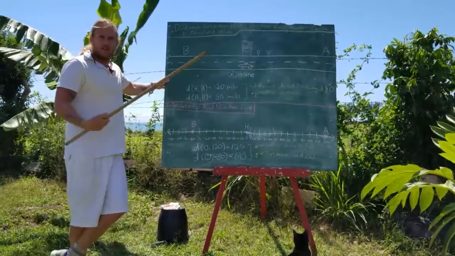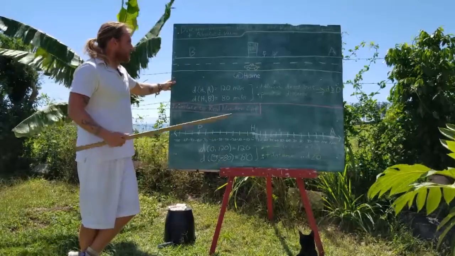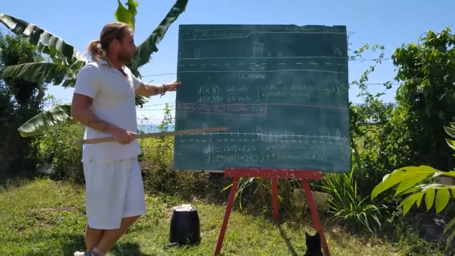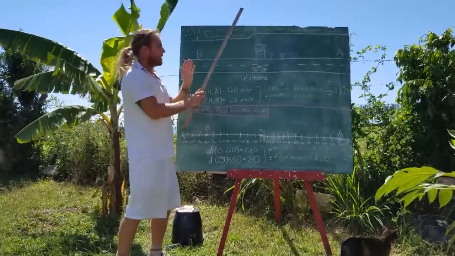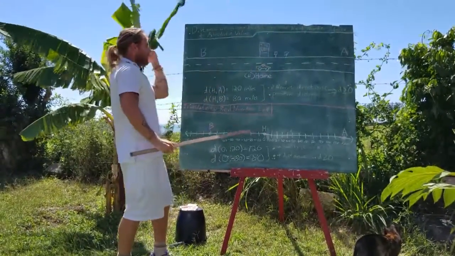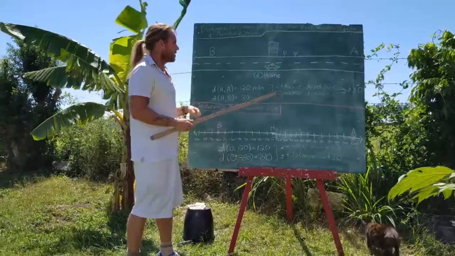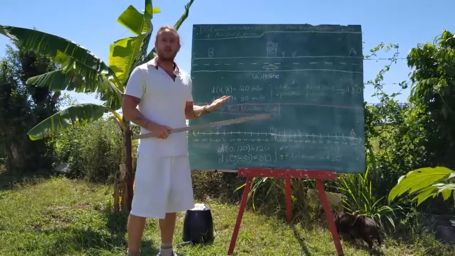So let's comment on the obvious here. Let's note a few things that we're very used to identifying. They're different directions. Town A is this direction, town B is this direction. Different directions, but distance is always positive.